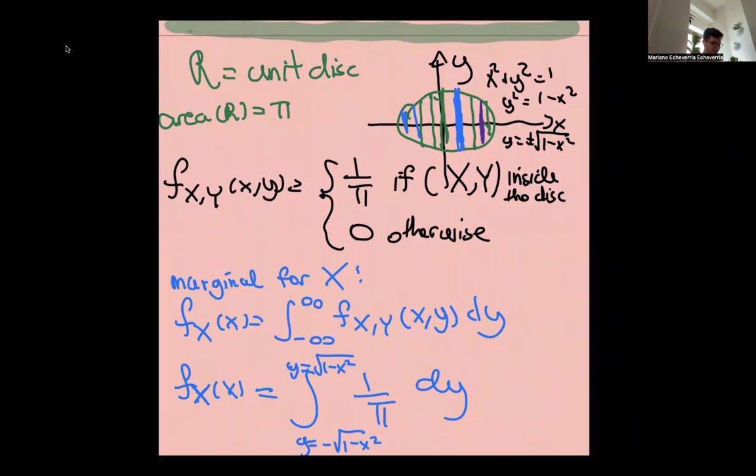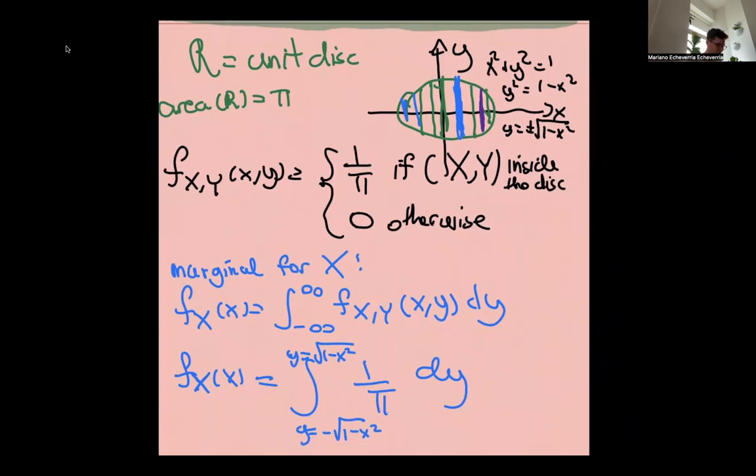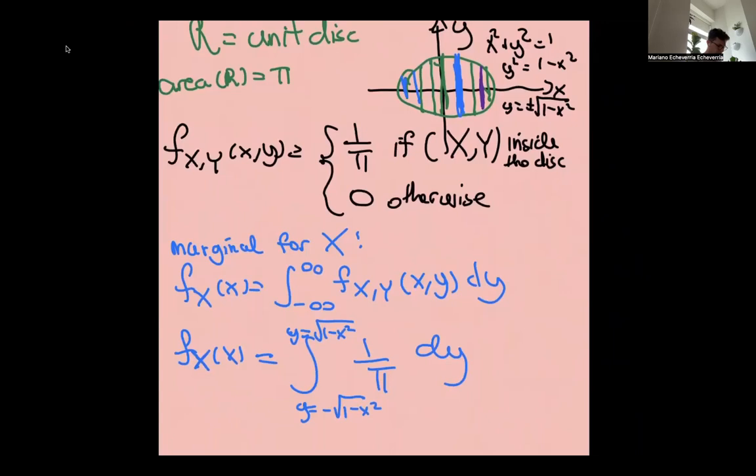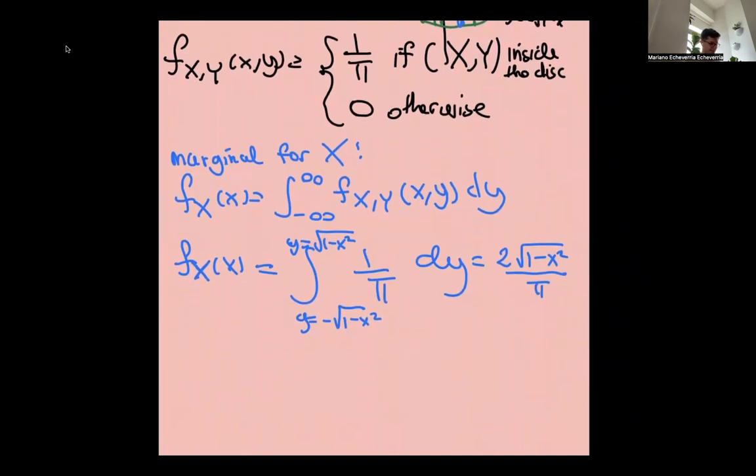Good. Now this integral is really easy to do, because it's just a constant inside the integral. So you get 2 root of 1 minus x squared over pi. You could also have said it's even, so you can just multiply by 2. Or it's just 1 over pi times the length of the interval, the length of the bounds for y. There are different ways to say it, but that's what you would get.